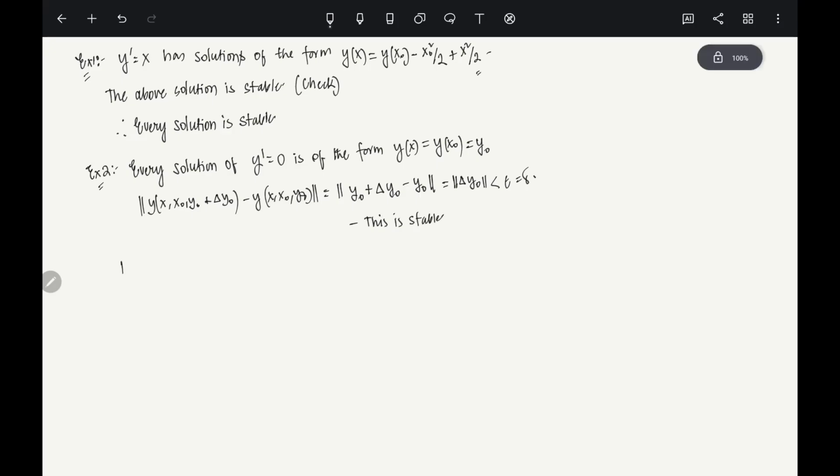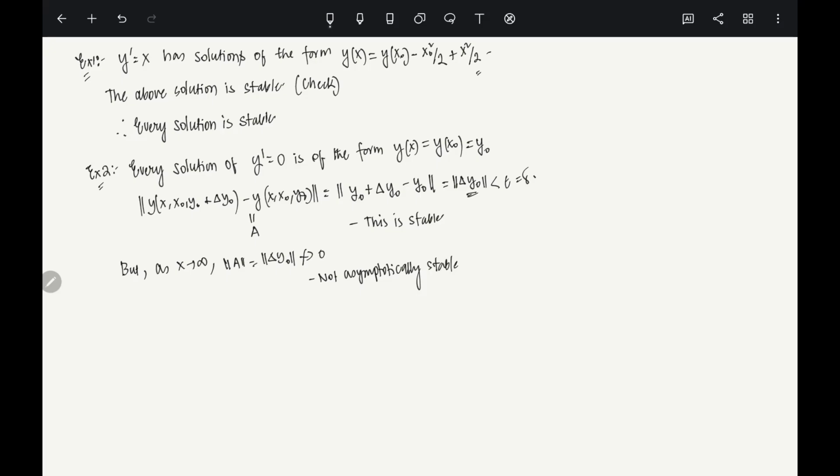But the question is this: as t tends to infinity, does anything change? Nothing changes, because the difference is always delta y naught. So it is independent of x. In this case t is x. As x tends to infinity, let's just say this difference is a. The norm of a is always constant, which is the norm of delta y naught. It's independent of x, and so this is not going to 0. So this is not asymptotically stable. I hope this is clear.